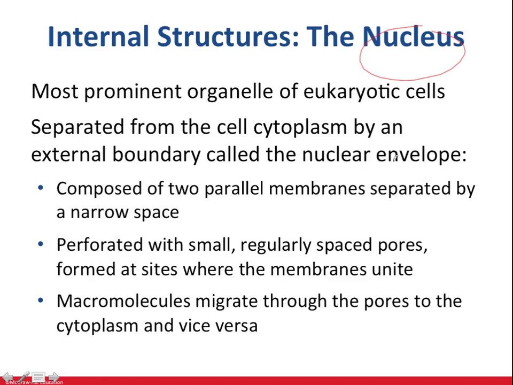That means the nuclear envelope has four layers of phospholipids. The nuclear envelope is composed of two parallel membranes separated by a narrow space. These two membranes are linked together with small regular spaces of pores. These pores allow macromolecules to get in or get out, for example mRNA, RNA, and proteins.